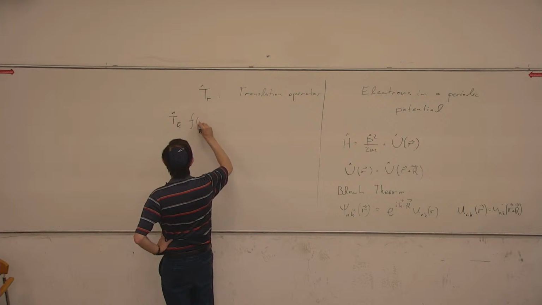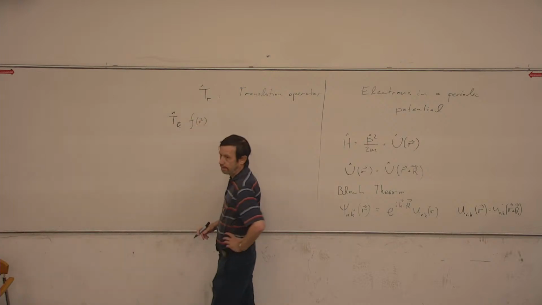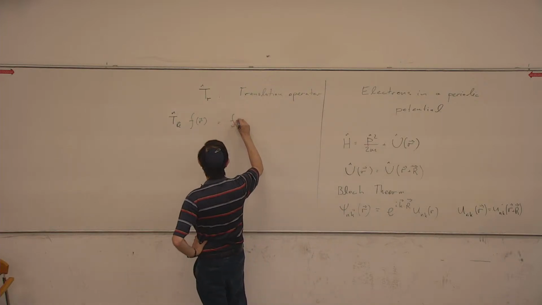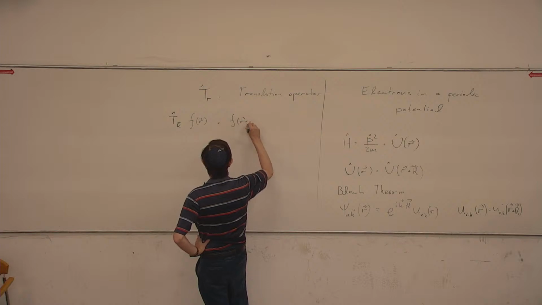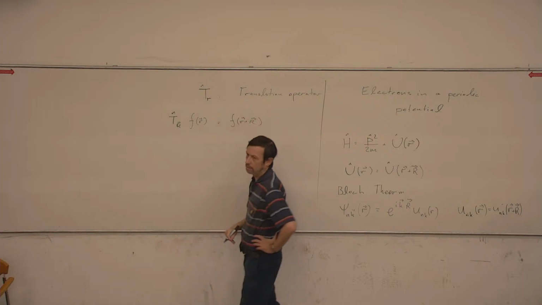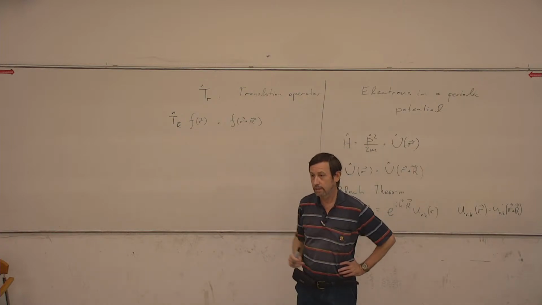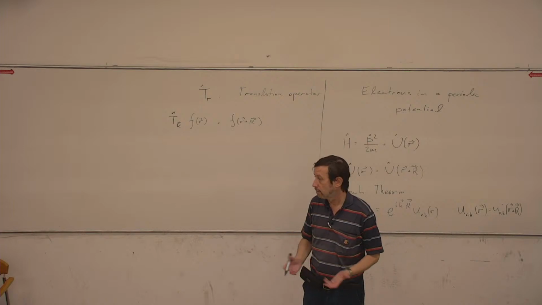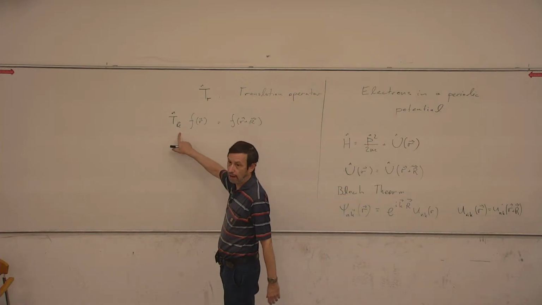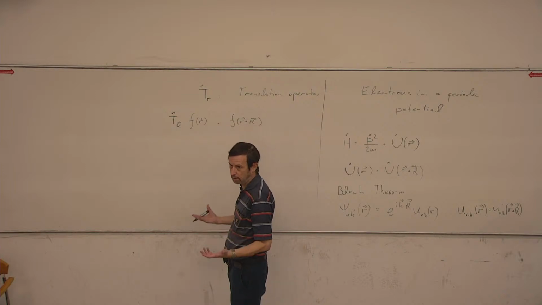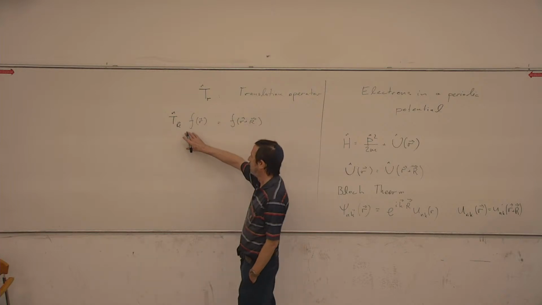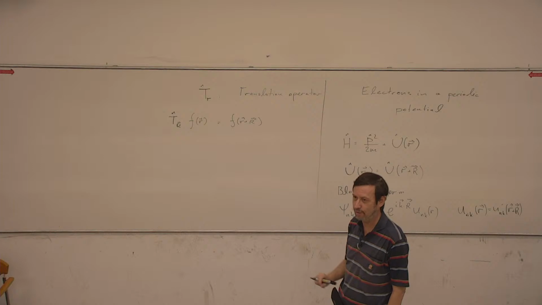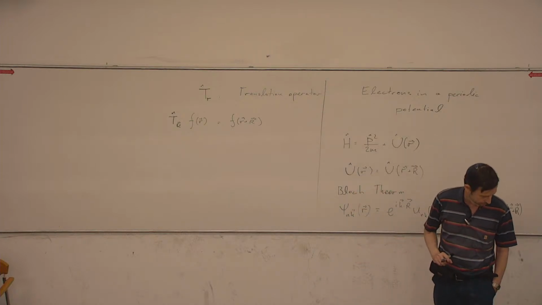T_R is applied on some function of r, gives me the value at point r plus R. Okay, in principle I could put here R prime, and it doesn't have to be a lattice vector, but for our case it's interesting for the lattice vector.